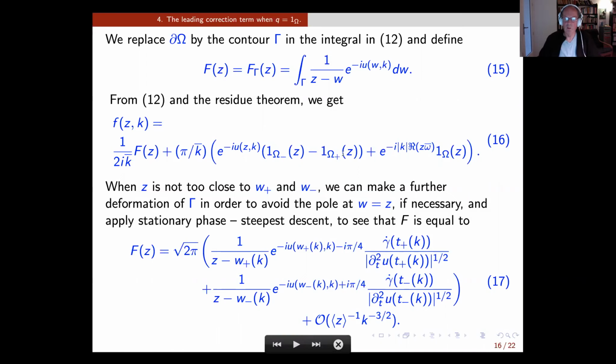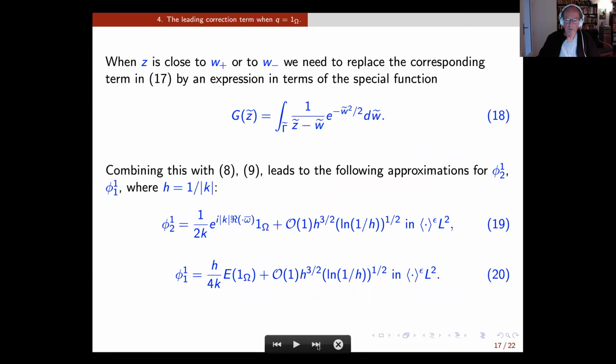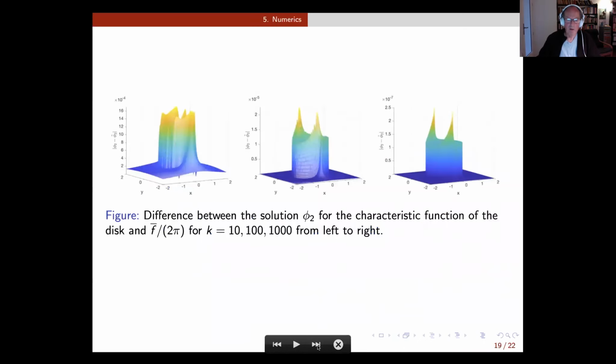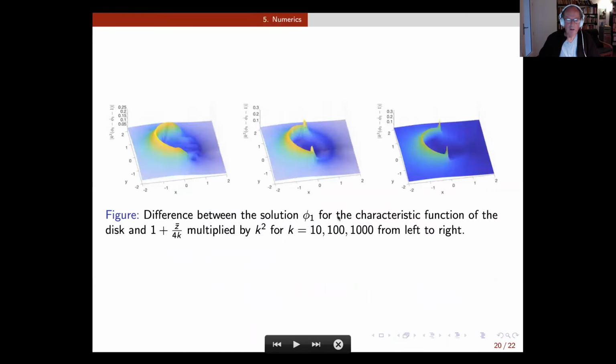So in both cases, the presence of these terms takes away the jump discontinuity here, but this term is even better because it goes inside and takes away the contribution from the characteristic function near the boundary. So then the last picture is phi 1, and this is an additional correction term that my co-authors have added.